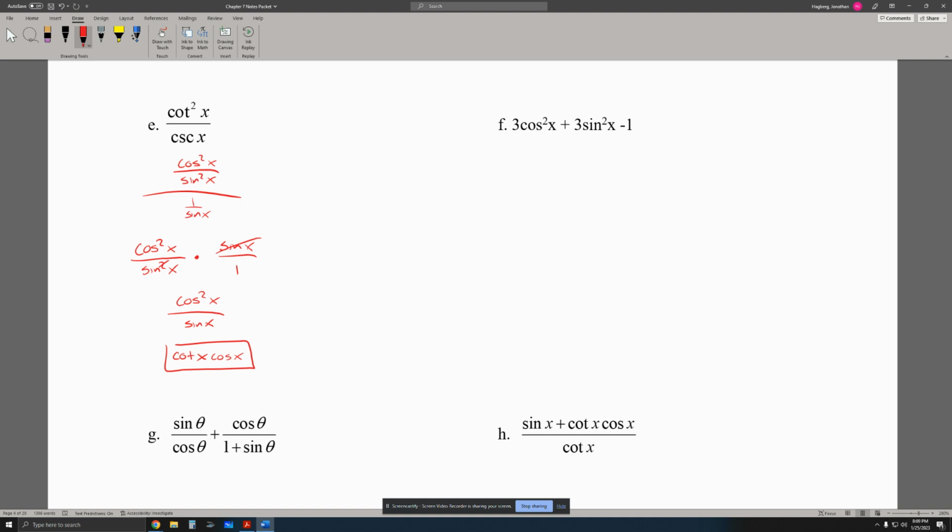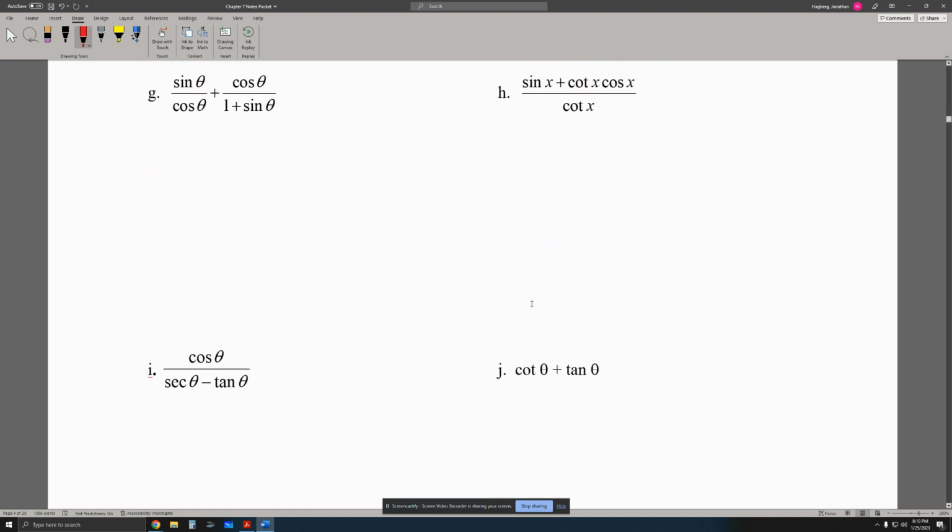Letter F. I notice that we've got 3's in front of these. This kind of looks like one of the Pythagorean identities, but we've got 3's in front. So I'm actually going to group these and factor out that 3. That way I can deal with that Pythagorean identity. So I have 3 times the quantity cosine squared plus sine squared. And then on the outside of that grouping, we have minus 1. Well, this is our Pythagorean identity. So this is equal to 3 times 1, which is 3. And then 3 minus 1 is 2.